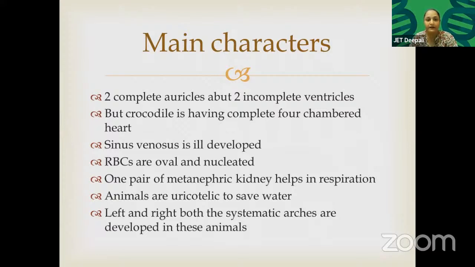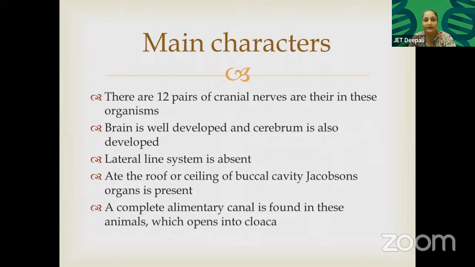Left and right, both the systemic arches are developed in these animals. There are 12 pairs of cranial nerves in these organisms. So they are also having 12 pairs like amphibians. Brain is well developed and cerebrum is also developed.